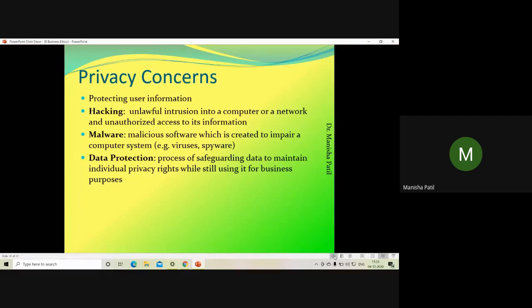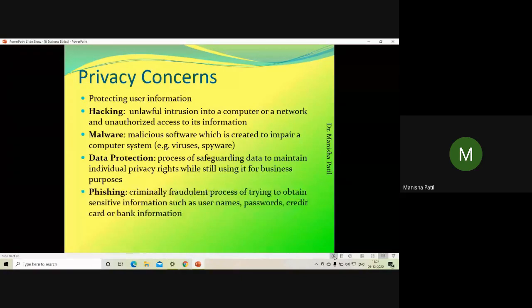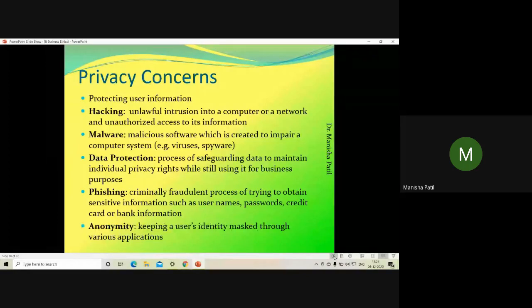Number 3, data protection. Process of safeguarding data to maintain individual privacy rights while still using it for business purposes is known as data protection concern. Number 4, phishing. It is a criminally fraudulent process of trying to obtain sensitive information such as usernames, passwords, credit card, or bank information. They are mostly used for financial fraud. And number 5, anonymity. Keeping a user's identity masked through various applications.